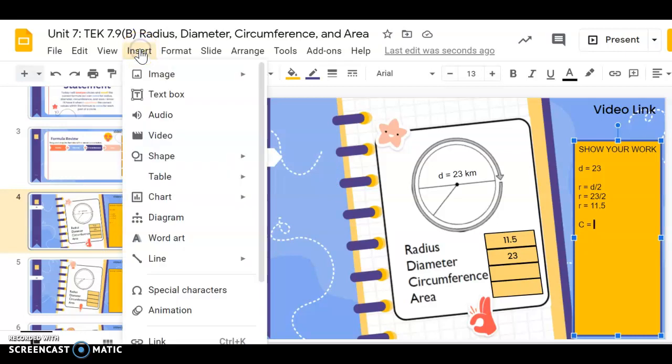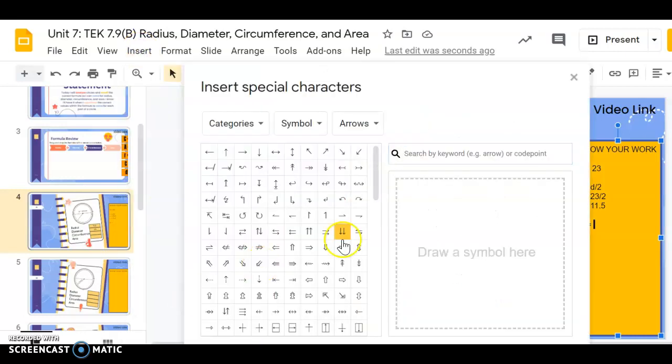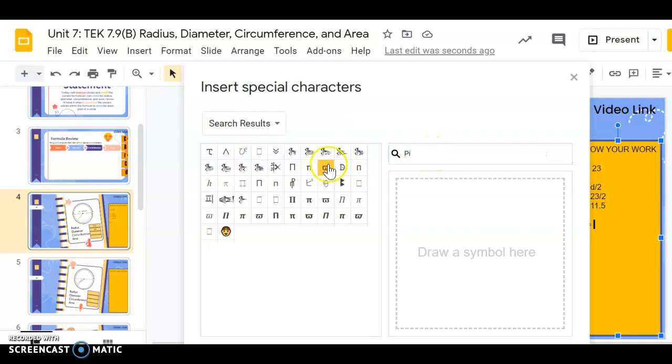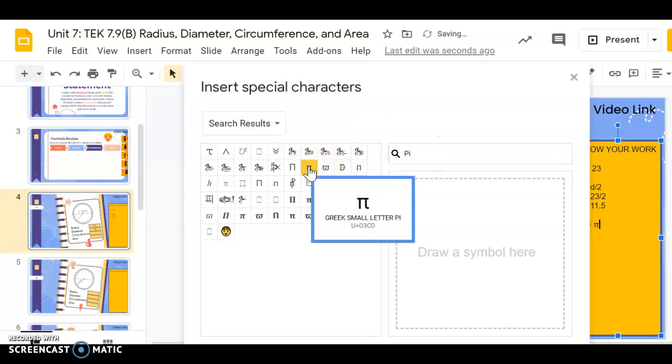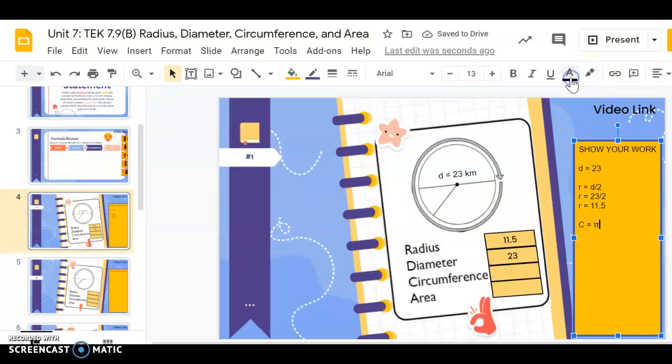Go up to Insert, go down to Special Characters, come over here and click so you have a cursor, type in PI, and then click on pi right there. Once you click on it, you go out of that, it made it right there for us. So we have C equals pi d.